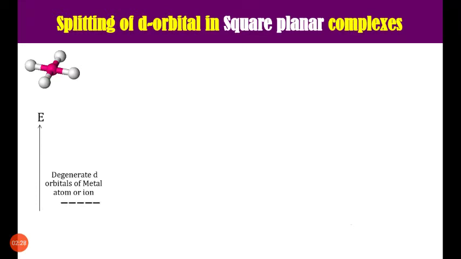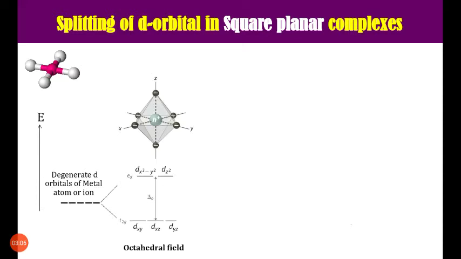This is the energy bar where energy is increasing. First, there are the degenerate 5 d orbitals of the central metal atom or ion. Due to the approaching ligands, there is a splitting of these 5 degenerate d orbitals into two groups in the octahedral field. It is like this. The energy of eg orbitals is increased, and the energy of t2g orbitals is decreased. We have already seen the eg orbitals are doubly degenerate and t2g triply degenerate, and this is the general octahedral geometry.